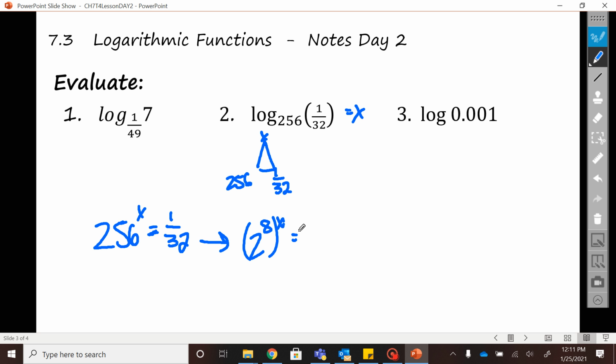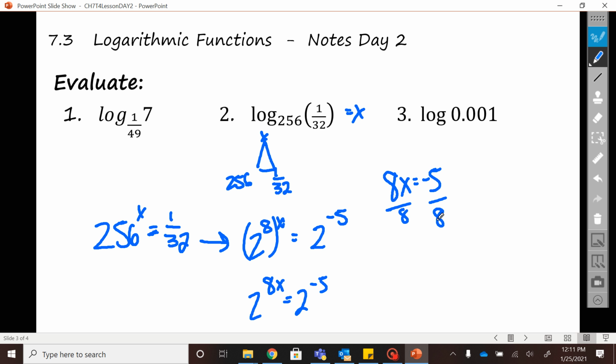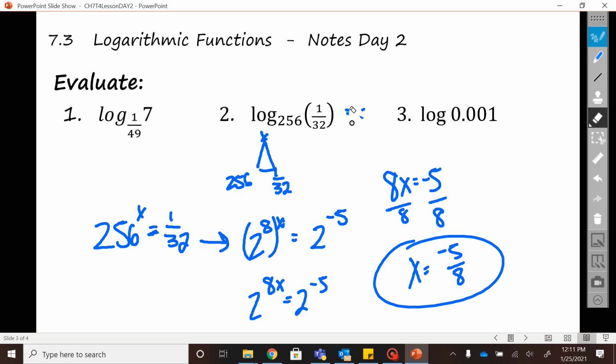And this is 2 to the negative 5th, because 2 to the 5th is 32, so 2 to the negative 5th is 1 over 32. All right, so this is 2 to the 8x equals 2 to the negative 5th. So I can just set the exponents equal to each other. 8x equals negative 5. Divide by 8. x equals negative 5 over 8. All right, so this evaluates to negative 5 over 8.